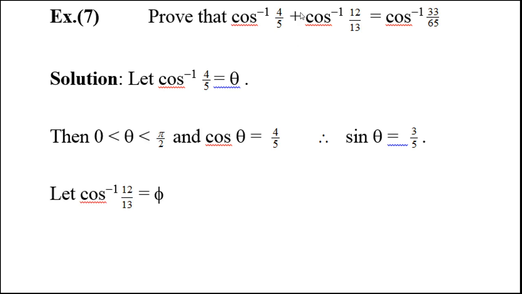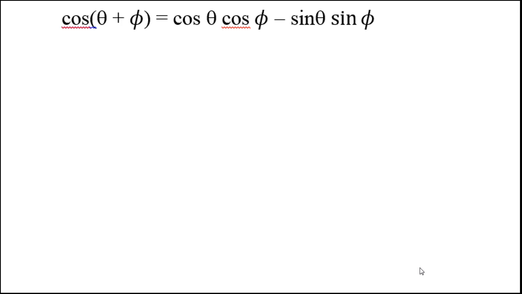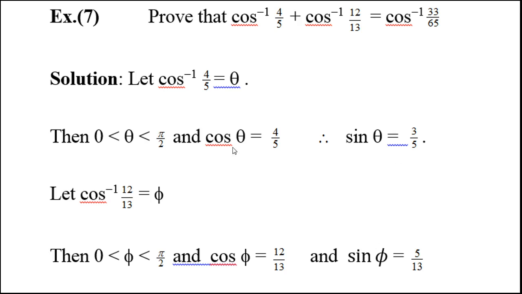Now, denote cos inverse 12/13 by phi, and 12/13 is positive. Therefore, cos phi is 12/13, and therefore sin phi is 5/13. Here also I have used the Pythagoras theorem again. Now I have values of sin theta, cos theta, sin phi, cos phi, and I have to prove this thing.